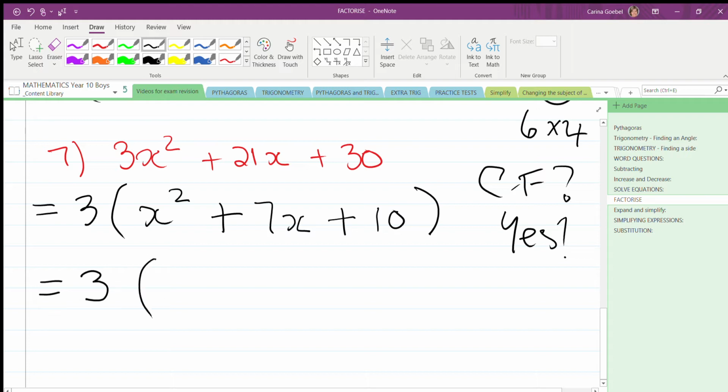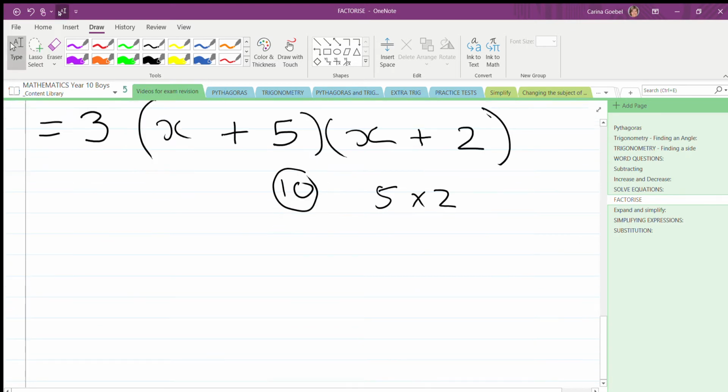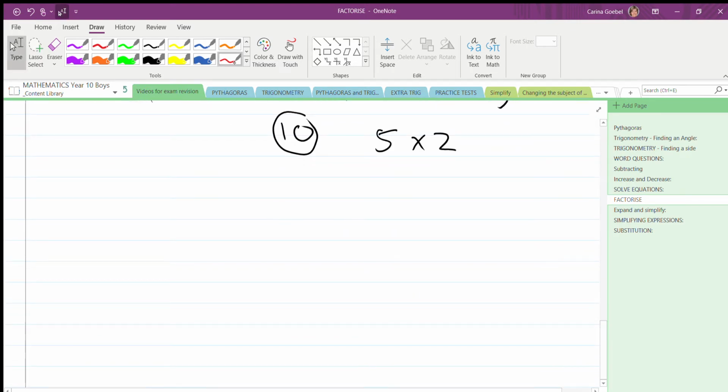It's a trinomial, so we have 2 brackets, x times x, and we need the factors of 10, which when we add them gives us 7, and that'll be 5 and 2. So place your 5, place your 2, then decide on your signs. It has to be a plus 7, so therefore it's going to be plus 5 plus 2, which makes plus 7.